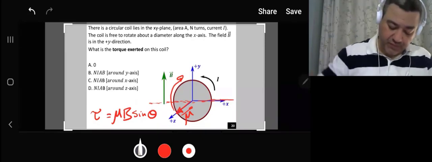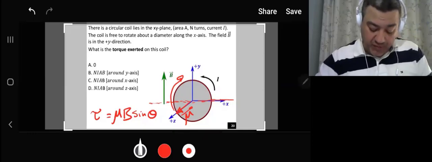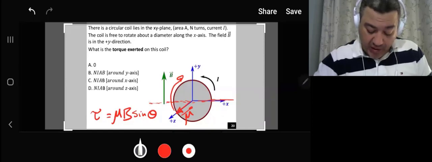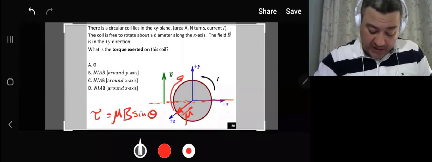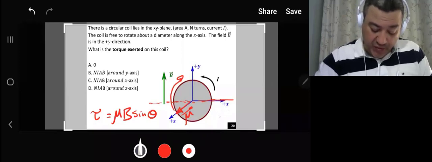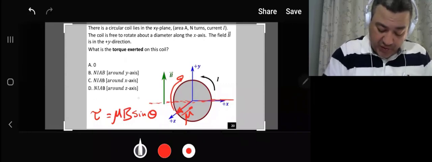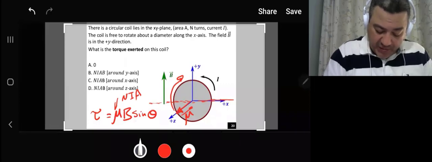Okay. So this loop will rotate along the x-axis, as we can see here, and the exerted torque will be NIAB, where this mu is NIA, and the theta here is 90 degrees. That's why this sine is 1. We'll end up with NIAB.